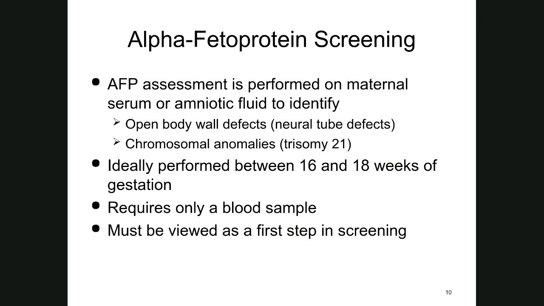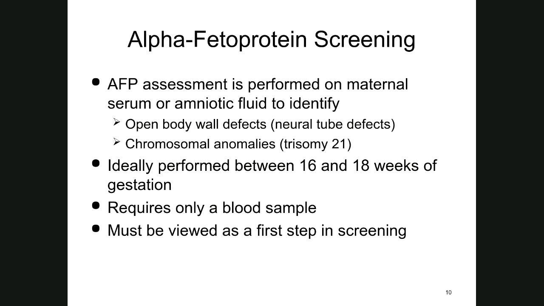So we'll move on to some of the maternal blood tests that we can do to screen for different complications. To start with, one of the first tests that we offer is something called an alpha-fetoprotein screening. Alpha-fetoprotein is the primary protein that's present in fetal plasma. And we don't know exactly what it does, but we know that at normal levels, it's a good indicator of a structurally intact fetus.